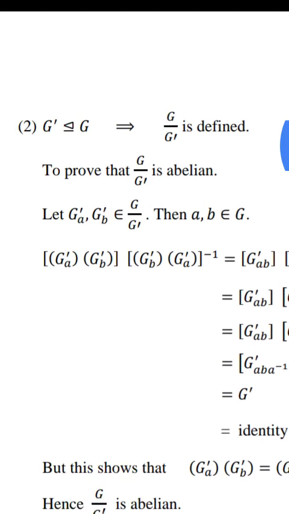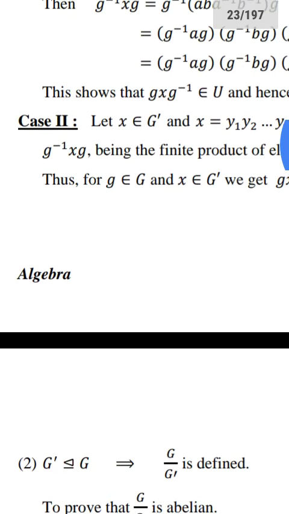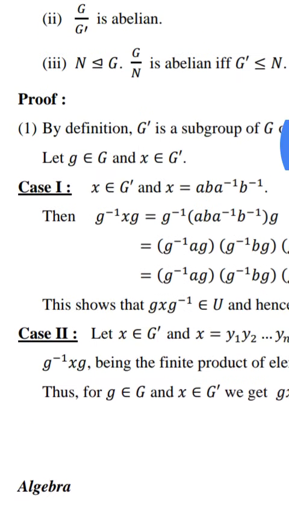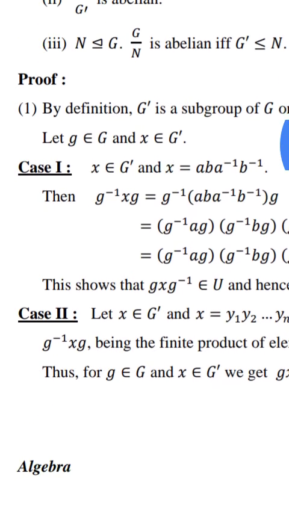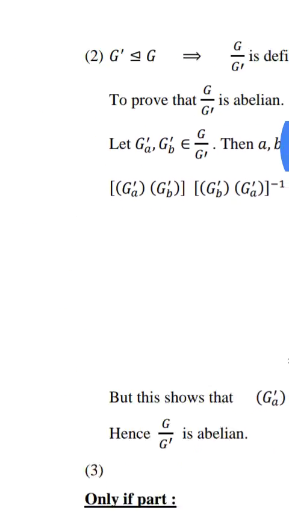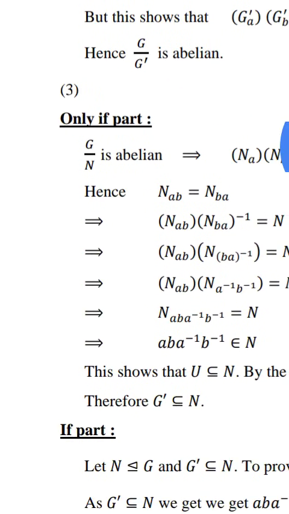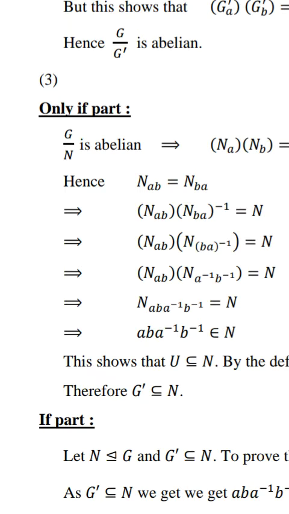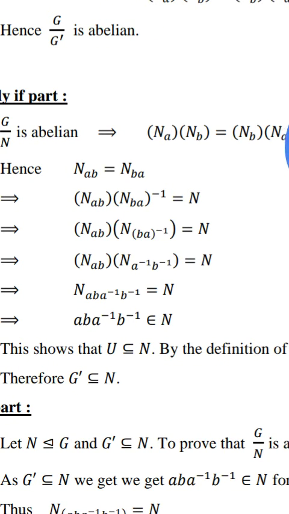Now we have to prove that N is normal in G, and G/N is abelian if and only if G' is a subgroup of N. Only if part: since G/N is abelian, therefore NaNb = NbNa.